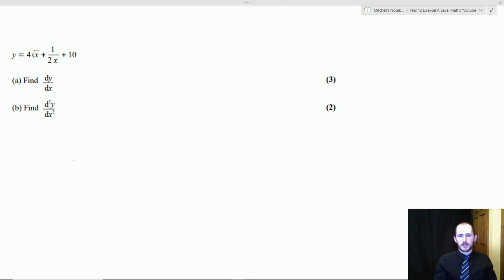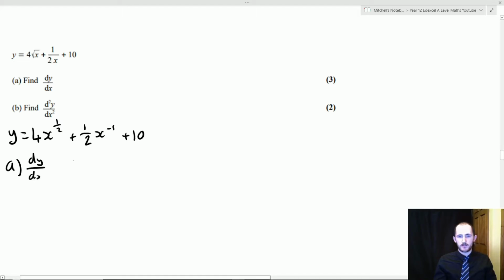So again, let's write this out in terms of indices. So when you have a square root of a number, that just means the number to the power of half, plus, this might be a bit tricky, but a half x to the minus 1 plus 10. So then for part A we're finding dy by dx, bring the half to the front, so we have 4 times a half, plus a half times minus 1 x to the minus 2.